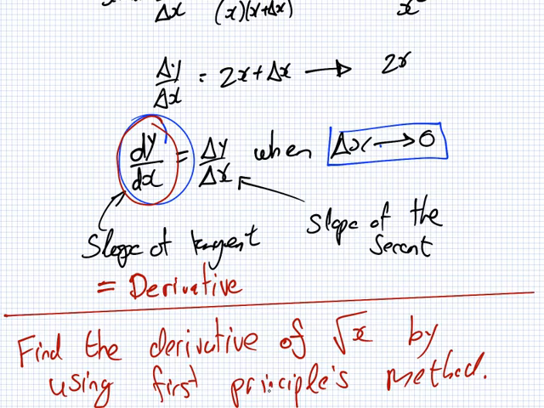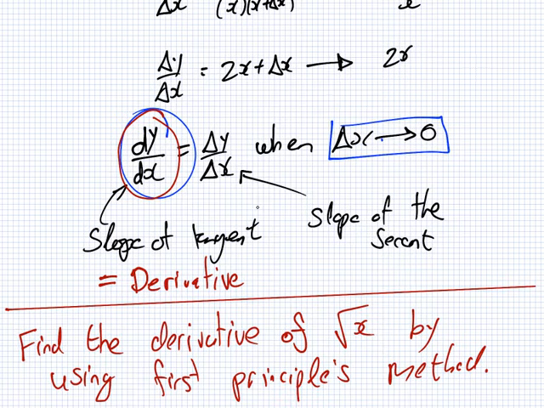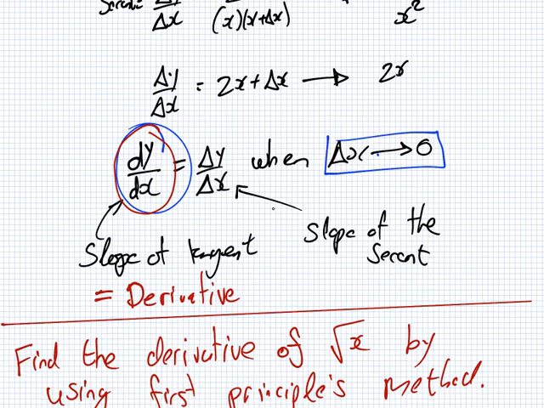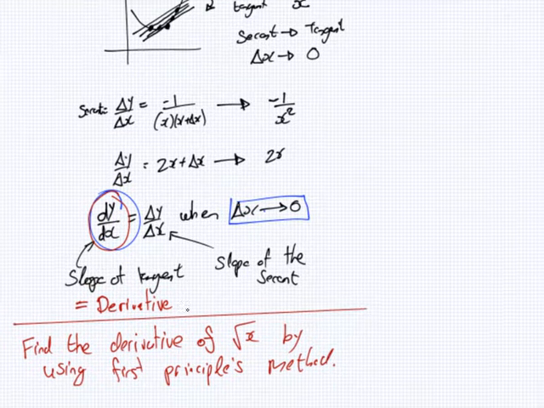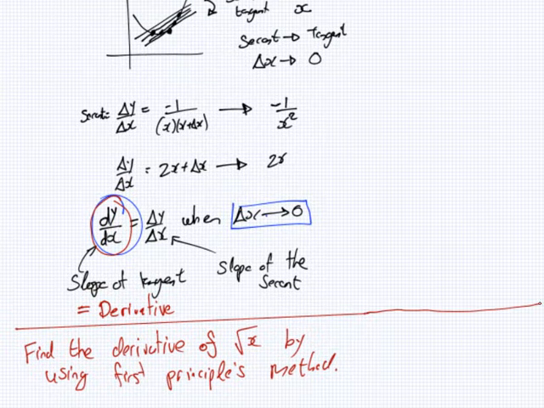Can I scroll up? No, okay. Doesn't dy/dx cancel delta? Yes, but only when the delta x is 0. So dy/dx is not equal to delta y over delta x in general. It does equal delta y over delta x only when the delta x is becoming 0.